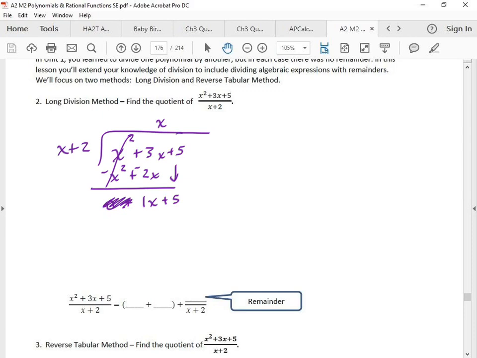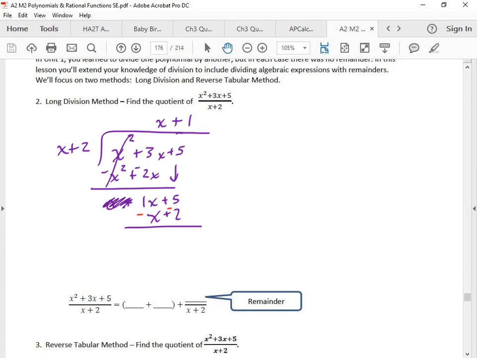And then, okay, what would I multiply this guy by to get this? Just 1, right? So 1 times x would be x. 1 times 2 would be 2. And then I have to change the signs again. Let's use red this time. Change the sign, change the sign. Now I add them together because I'm subtracting here.